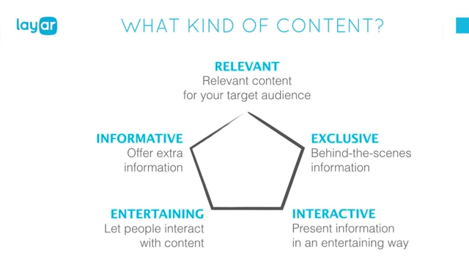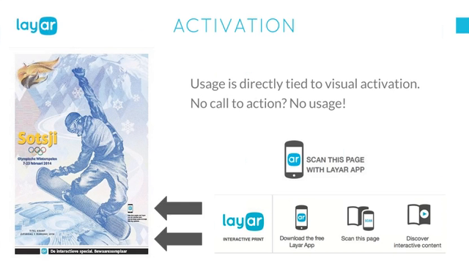And if you're thinking, what kind of content should I actually augment? I would say target 2 or 3 of these separate things. Make it relevant, make it informative. If you can make it exclusive, so showing behind the scenes or something that is not normally included in print content, that is really great. Or obviously, it's very good to have an interactive component to the kind of content you are offering there. So it doesn't have to be all 5 of these, but I strongly suggest that you target 2 or 3, a combination of these.